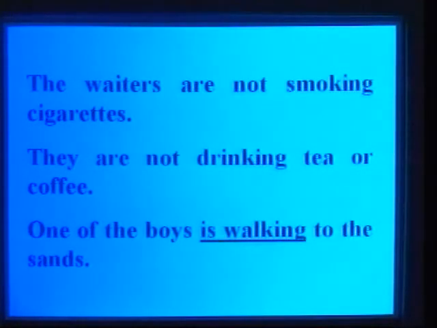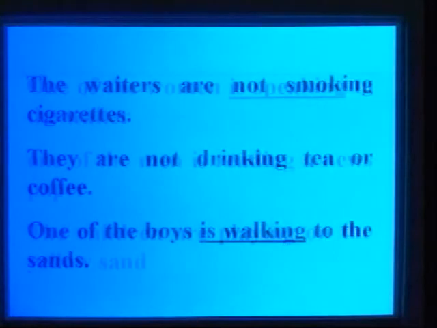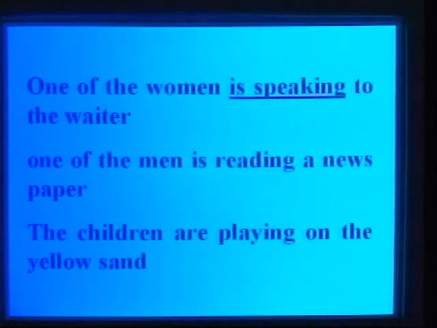One of the boys is walking to the sands. One of the women is speaking to the waiter. One of the men is reading a newspaper. The children are playing on the yellow sand.